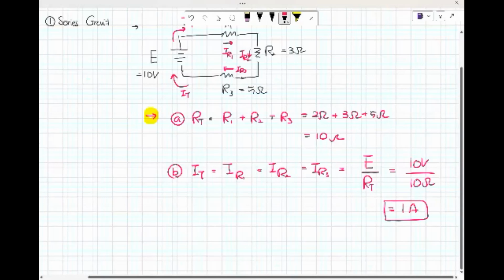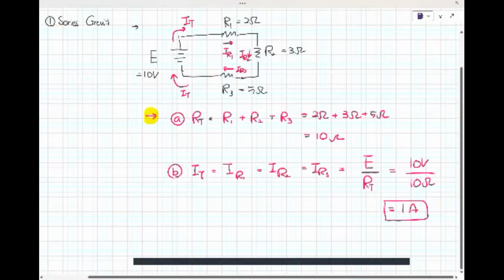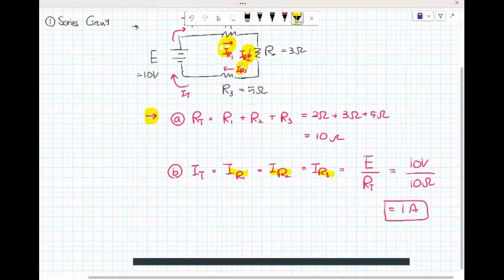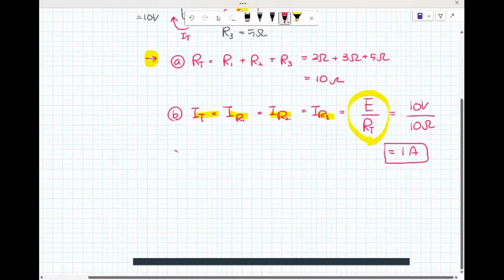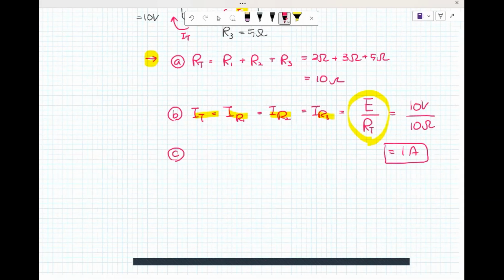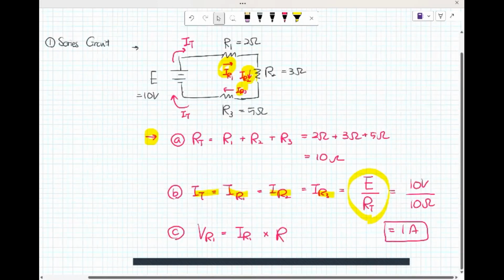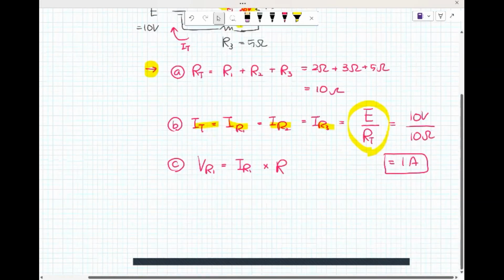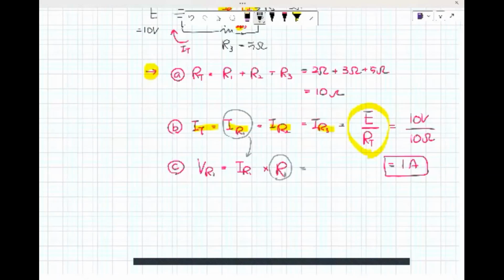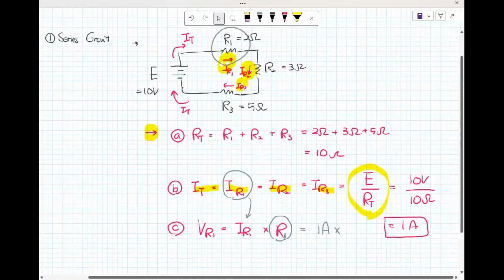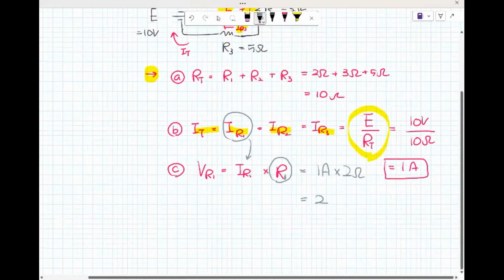Keep in mind, one more time, in the DC series circuit, I sub R sub 1 and I sub R sub 2 should be the same. We can calculate it by using Ohm's law. V sub R sub 1 is I sub R sub 1 multiplied by R sub 1, which means 1 ampere times 2 ohm is 2 voltage.